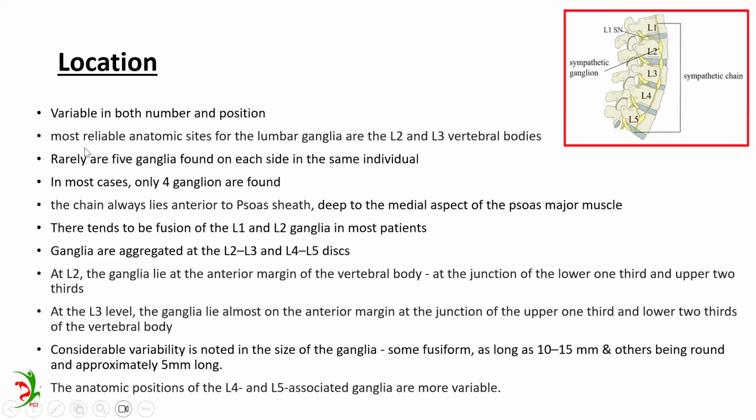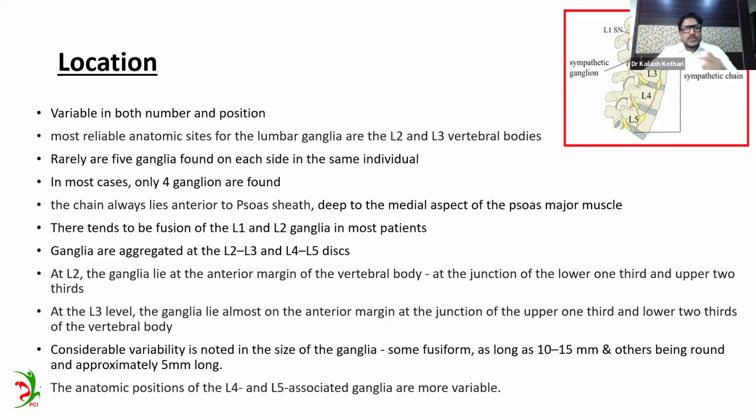So this location is very important when we are doing a lumbar sympathetic block, because many times there's a variation in the number and the placement of the lumbar sympathetic ganglion. So they are both variable in number and position, and the most reliable anatomical site for the lumbar ganglion is the L2 and L3 vertebrae. We rarely find 5 ganglia on each side in the same individual.